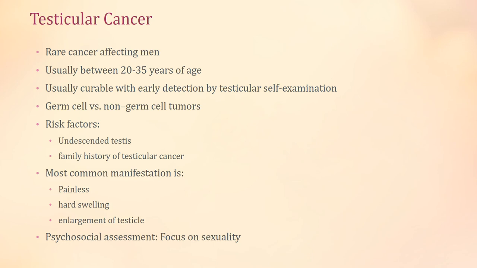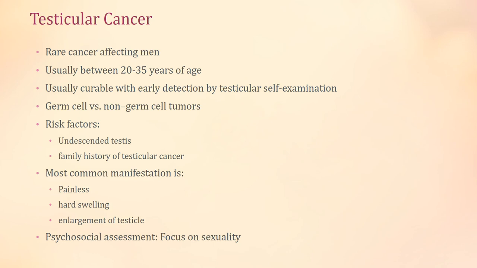You've got germ cell versus non-germ cell tumors. Risk factors are undescended testes, or family history of testicular cancer. The most common manifestation is painless, hard swelling, enlargement of a testicle.